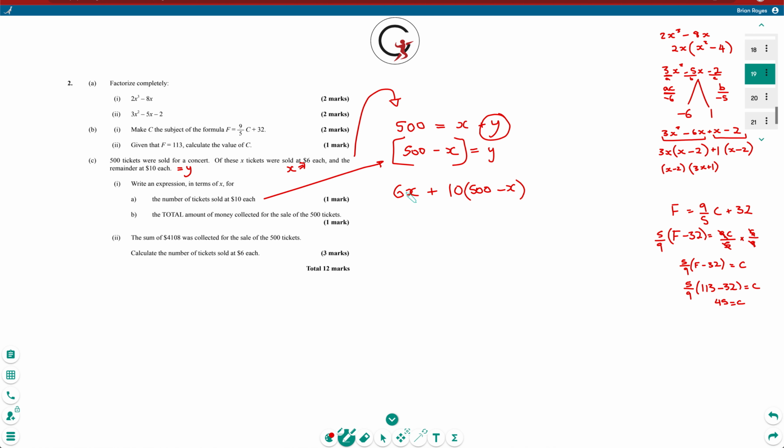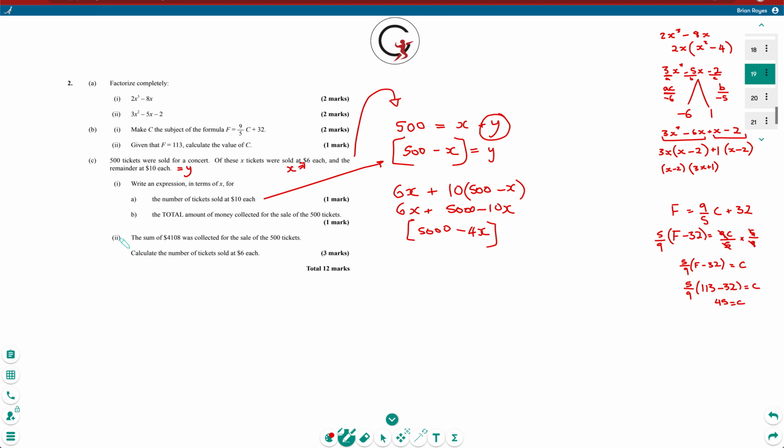And right there, this expression, which we can simplify as 6X plus, what's 10 times 500? 5,000. What's 10 times negative X? Minus 10X. Sorry, this should be 5,000 minus 10X. 6X minus 10X, that's going to be 5,000 minus 4X. And this right here is your expression for the value of all of the tickets sold.